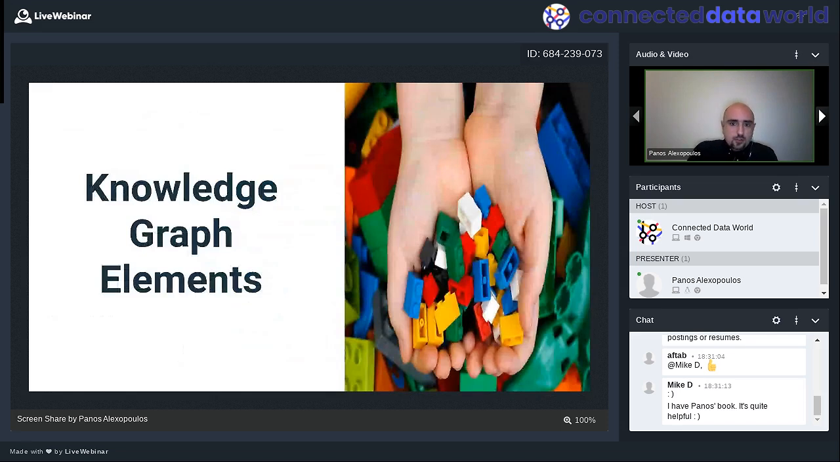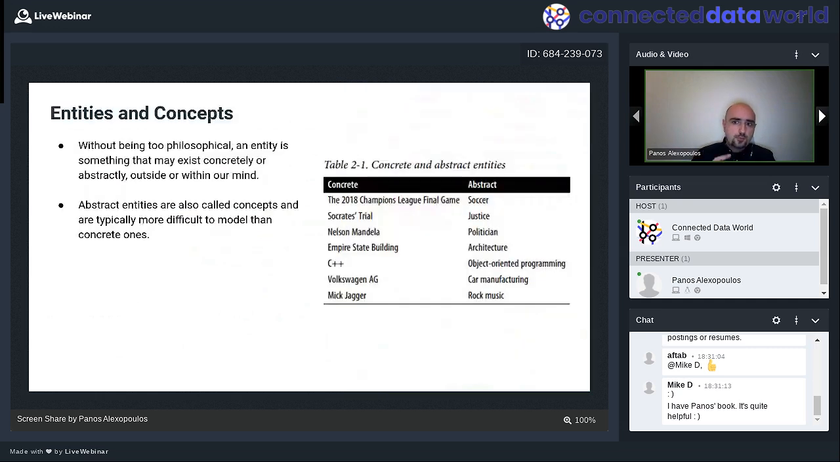Before we start considering the automation of building a knowledge graph, we need to understand what we need to build, right? What elements we need to construct, what elements we need to extract from text. So for starters, we have entities and concepts, right? Without being too philosophical, an entity is something that may exist concretely or abstractly outside or within our mind. And abstract entities are also usually called concepts and are typically more difficult to model than concrete ones, right?